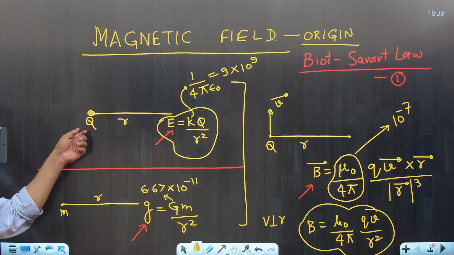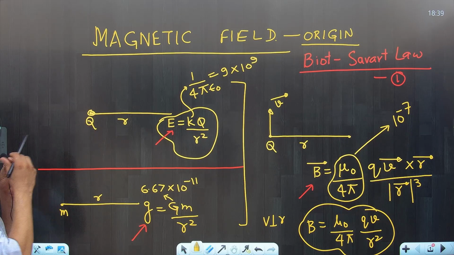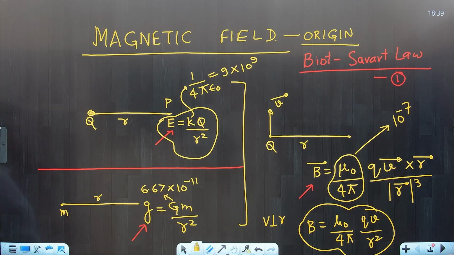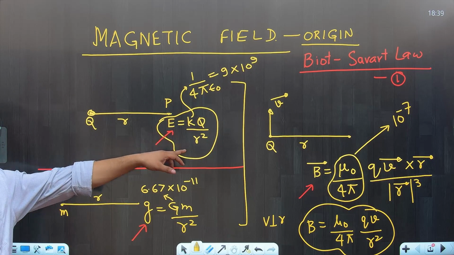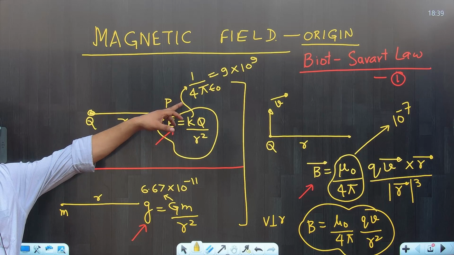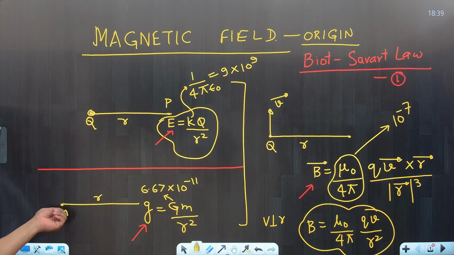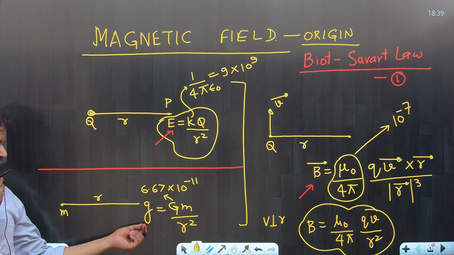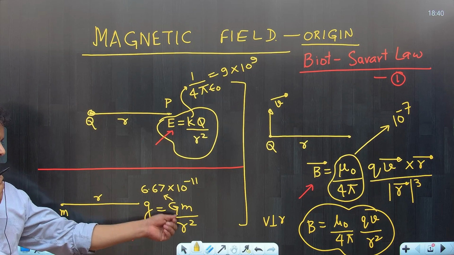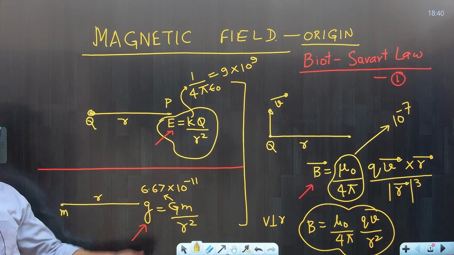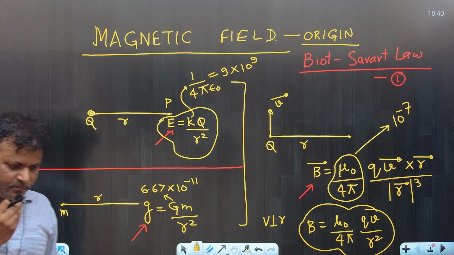There is a point charge Q, and there is a point P at which you want to know the magnitude of the electric field. You have the formula E is equal to kq by r square, and that k is 1 by 4 pi epsilon, that is 9 into 10 to the power 9 SI units. Similarly, there is a point mass. You want to observe the value of the gravitational field at point r, and that is GM by r square. The value of G is known as 6.67 into 10 to the power minus 11 SI units.